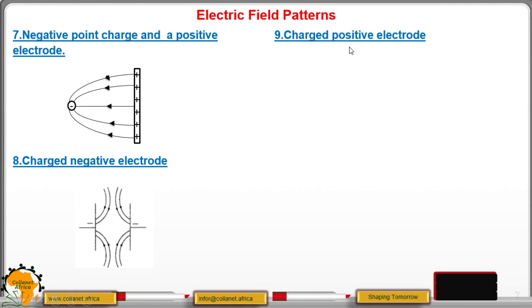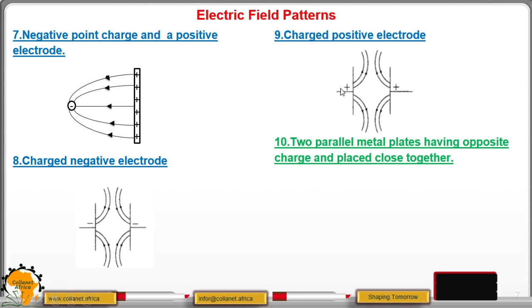After that, we have the charged positive electrodes. Again, there is repulsion, but note the direction of the arrows. They are pointing away here, but here they are pointing towards, so that way we are able to know which one is positive and which one is negative.